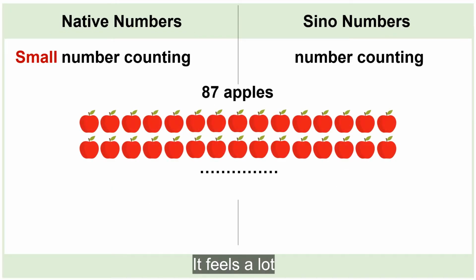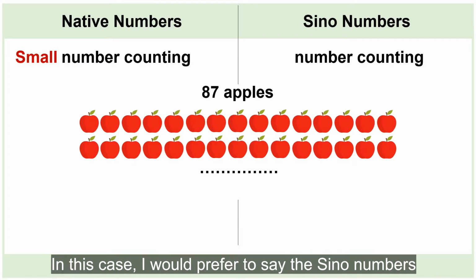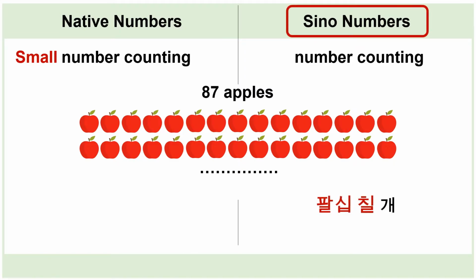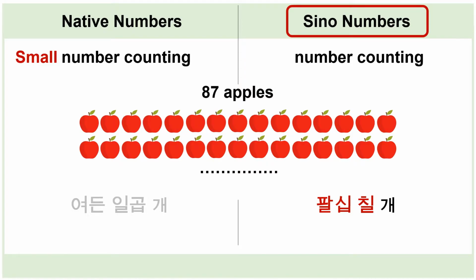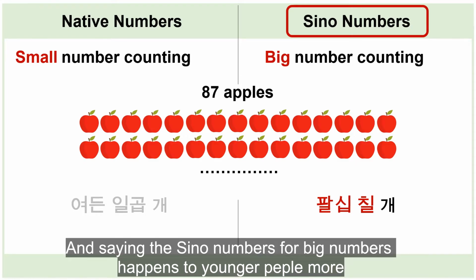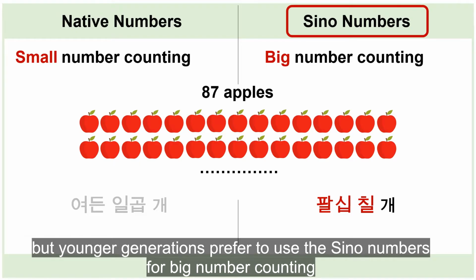Then, what about this? 87 apples. It feels like a lot. Then, which numbers would you use? In this case, I would prefer to say the Sino numbers, 팔십칠 개, rather than native numbers, 여든일곱 개, because 87 is a big number. Korean people use these Sino numbers for big number counting. And saying the Sino numbers for big numbers happens among younger people more. Maybe elderly people can use or prefer the native numbers even for big number counting, but younger generations prefer to use the Sino numbers for big number counting.